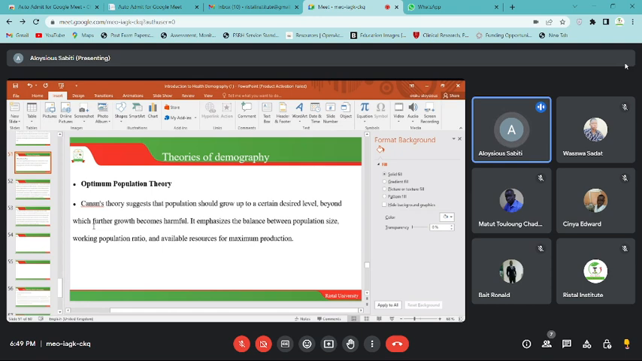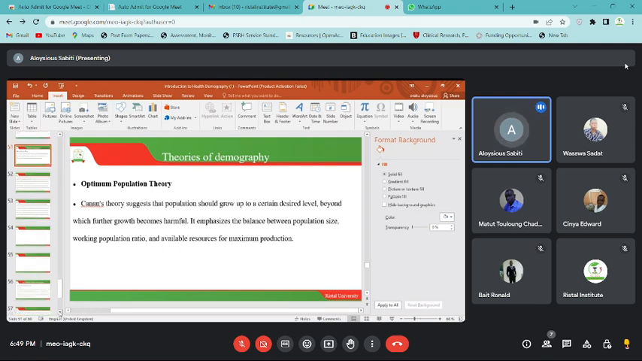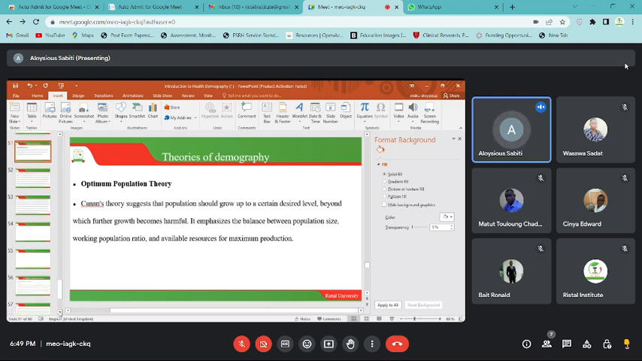So let us go to what we call the optimum theory of population. Now, Cannon's theory suggests that population should grow up to a certain desired level, beyond which further growth becomes harmful. It emphasizes the balance between population size, working population, and available resources for maximum production.